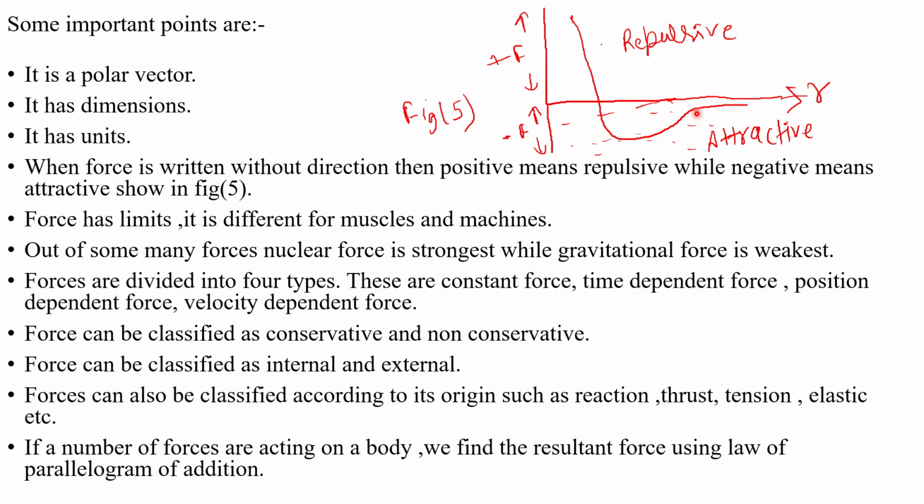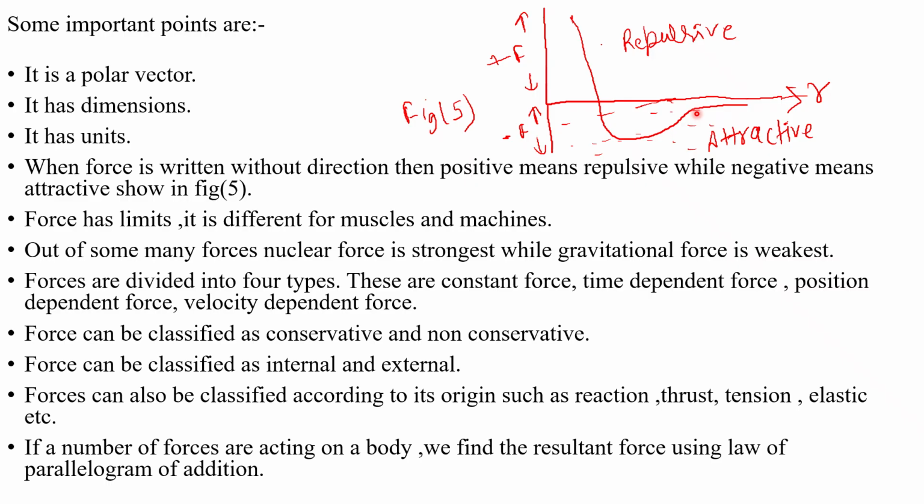For example, between two similarly charged particles, the electric force is positive, meaning repulsive, while between dissimilar charged particles it is negative, meaning attractive. Next, force can be applied by muscles, machines, or nature. When force is applied by muscles and machines, there is an upper limit to it. This limit is different for different muscles and machines. Next, among the natural forces, at a distance equal to 10 to the power minus 15 meter, nuclear force is the strongest, while the gravitational force is the weakest.